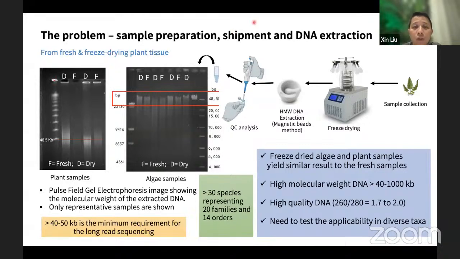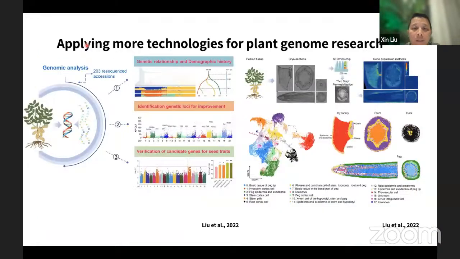And you need also to think about the sample shipment. You get the fresh sample, you ship them, it becomes just not that fresh, considering the logistic problems. And also the DNA extraction, you need to get the long fragment DNA. Also, the last speaker mentioned some methods they developed. So we're also trying to solve this kind of problem, how the sample can be prepared, shipped, and also the DNA extraction can be more effective. We have some internal protocol that we also share around with our collaborators.